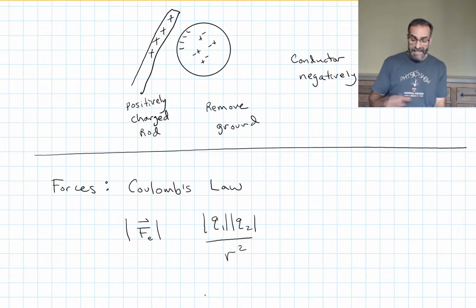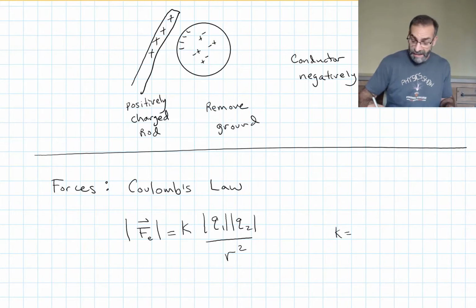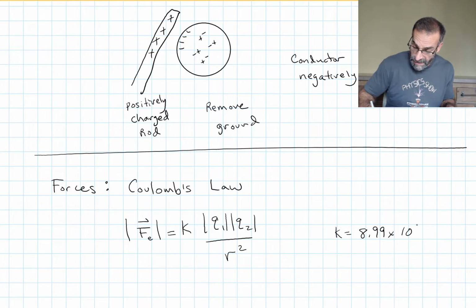Now we want to have an equal sign here. We know the force is proportional to the charge on one of the objects. It's proportional to the charge on the other object. It's proportional to 1 over r squared. But we want to have an equal sign in there, so we need a proportionality constant. It turns out that constant is 8.99 times 10 to the 9th.